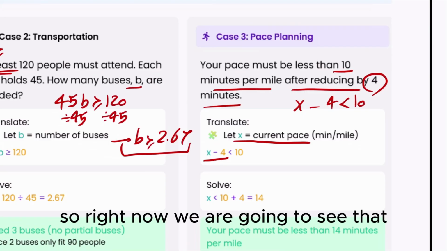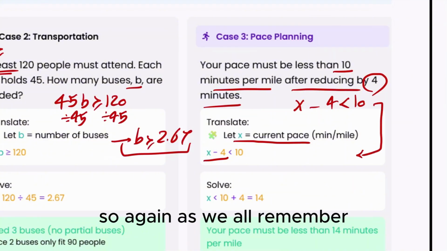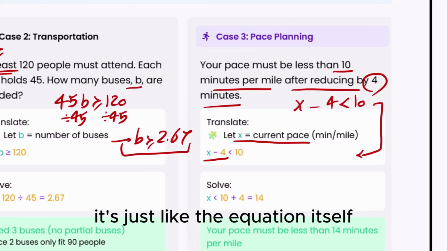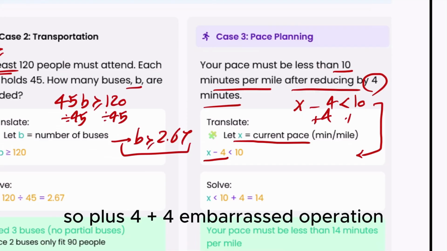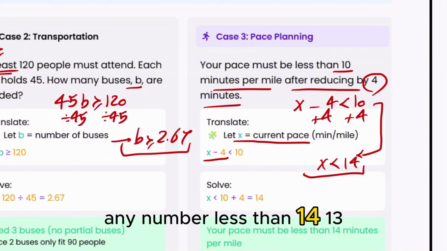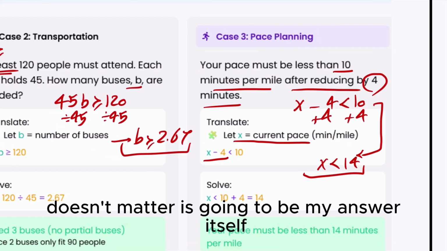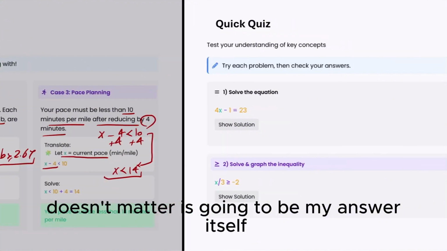Right now we are going to see what the inequality is for x. Again, as we all remember, it's just like the equation itself. So plus 4, inverse operation. My x should be smaller than 14. Any number less than 14, 13, 12, 5, doesn't matter, is going to be my answer itself.